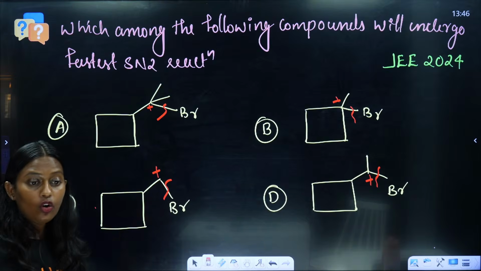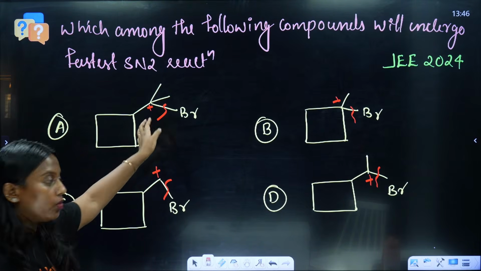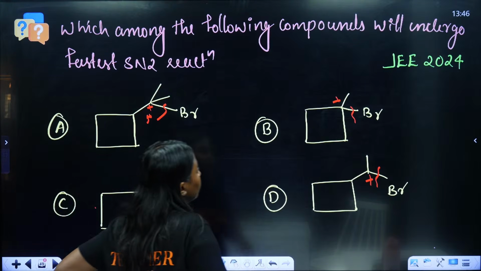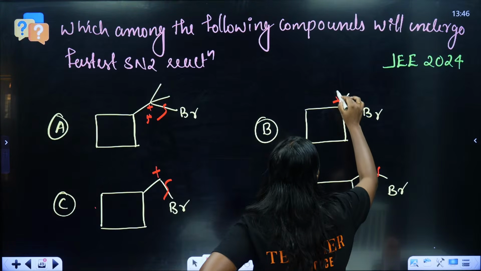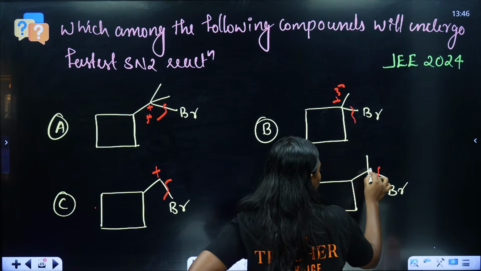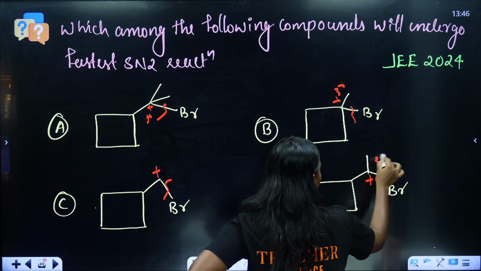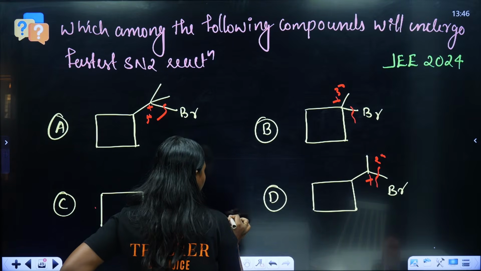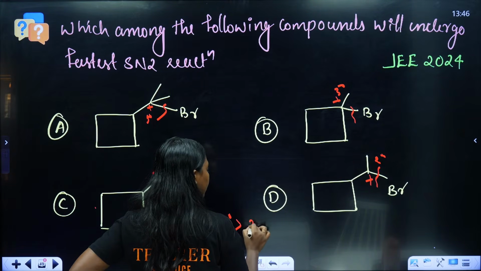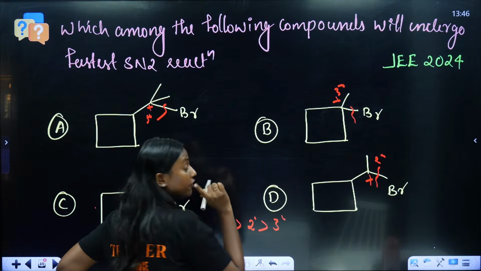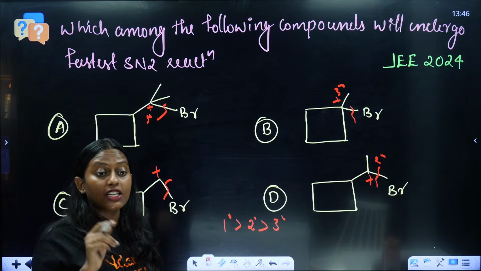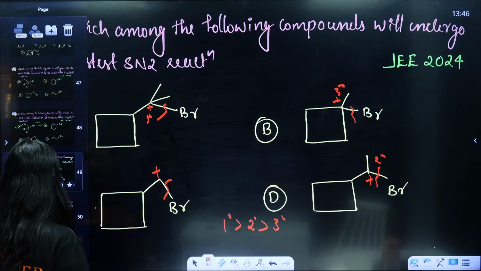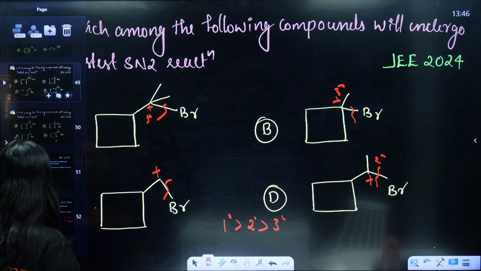Yes, so we know that it is an SN2 reaction. It is actually tertiary, also tertiary carbocation, and this one is secondary. So when you consider an SN2 reaction, which one is more stable? Primary is more stable, then secondary, then tertiary, in case of an SN2 reaction. So what was the correct answer? The correct answer is option C only.